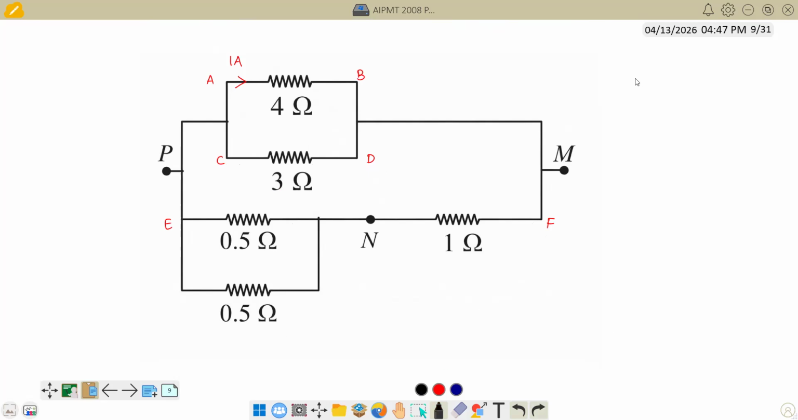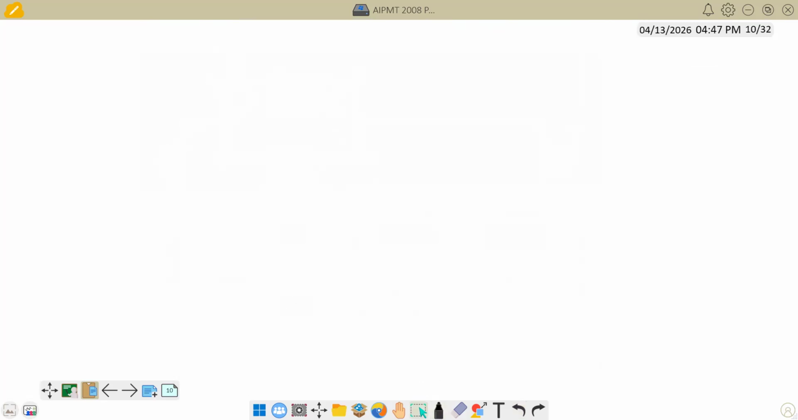Now let us find what is the voltage across AB. The voltage across AB is 4 ohm into current 1 ampere is going, so it will be equal to 4 volt. So the voltage across AB is 4 volt. We got this. That means the voltage across EF also must be equal to 4 volt only. Once we understood that, we can redraw this entire diagram. Like only consider the EF part.